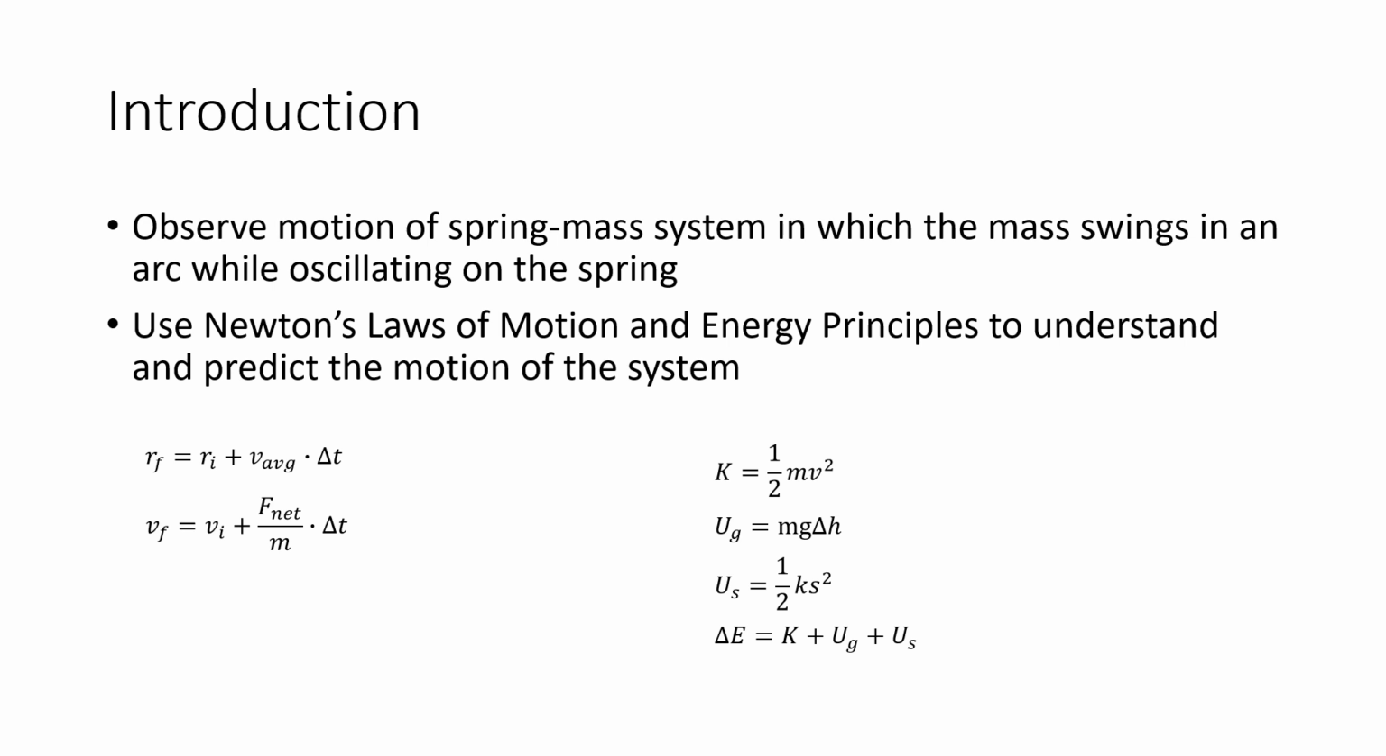The equations we'll be using a lot are the position and velocity update formulas, the kinetic, gravitational, and spring energy equations, and then the energy equation we'll use to define the total energy: E equals K plus gravitational plus spring potential energy.